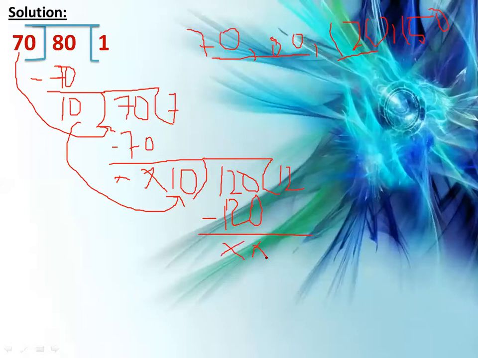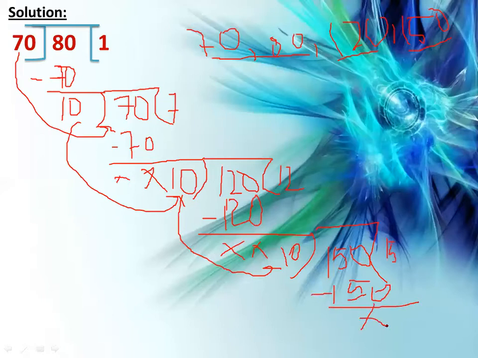Should we stop here? No, we should not stop here because we have the last number left, that is 150. So again we will take the next number as our dividend, that is 150. For the divisor, I will take the previous step divisor again, that is 10, and 10 multiplied by 15 will become 150. After subtracting, I will get no remainder.